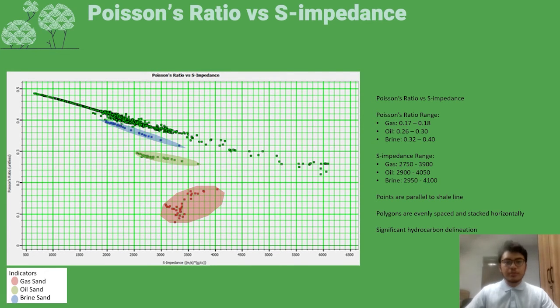Hello, my name is Muhammad Ani Akra. I will continue the presentation on the result of cross plots. In this slide, we can see the cross plot of Poisson ratio versus S impedance, and we can see the delineation of fluid type, which are gas in the red polygon, oil in the green polygon, and brine in the blue polygon. The cross plot shows that the points are parallel to the straight line, and the polygons are evenly spaced and stacked horizontally. It also shows significant hydrocarbon delineation.